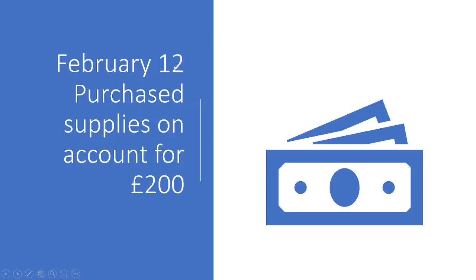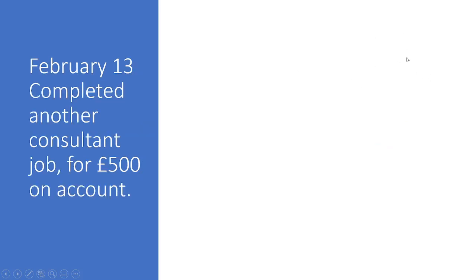February the 12th, the company purchased supplies on account for 200. So when this kind of question comes up, the most important thing to consider is the on account bit right here. So we received supplies for 200 and we're going to pay for it later. So accounts payable. Supplies debit, accounts payable credit. Straightforward.